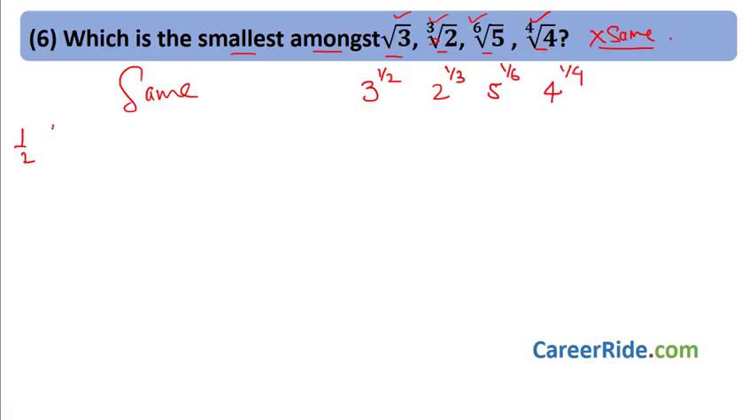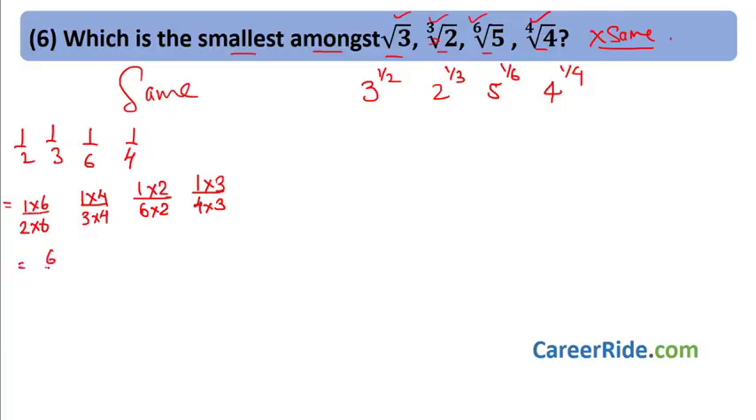So we have 1 by 2, 1 by 3, 1 by 6, 1 by 4. What is the LCM of this? We have to make common. So 12 is the LCM, right? Because 12 is divisible by 2, 3, 6 as well as 4. What is 12? 2 into 6 is 12, so 1 into 6 we will have over here. 3 into 4 is 12, so 1 into 4. 6 into 2 is 12, so 1 into 2. And 4 into 3 is 12, so 1 into 3.